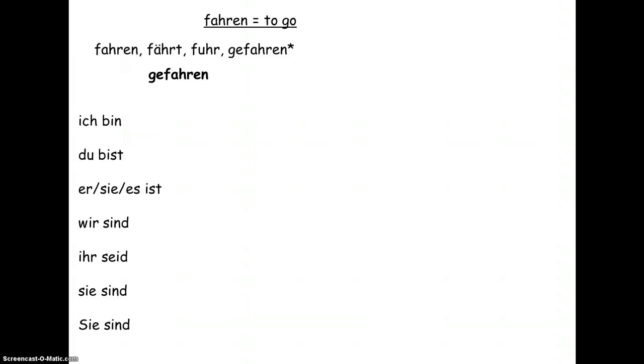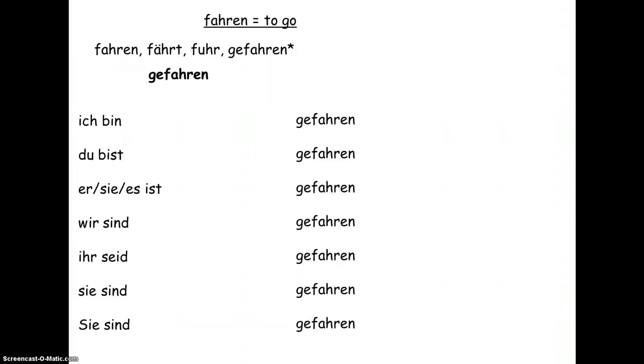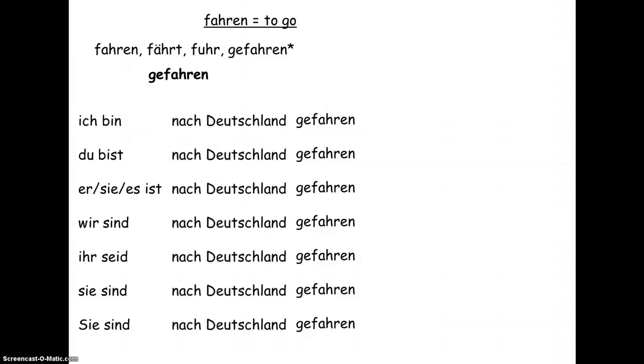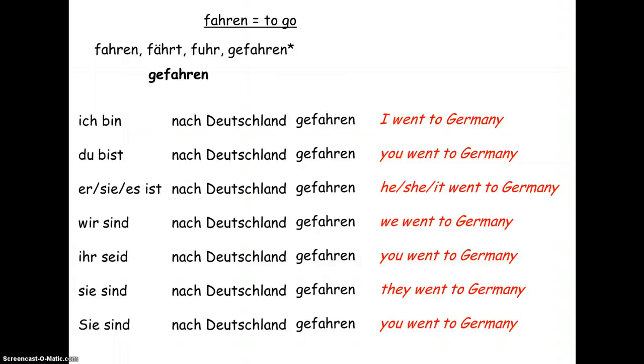That is all you do differently. You don't use I have, you use I am, you are, etc. And the past participle remains the same, and it goes on the end as well. So, ich bin nach Deutschland gefahren, I went to Germany. Du bist nach Deutschland gefahren, you went to Germany, etc., etc. And that's the only difference, is that instead of saying I have here, you're saying I am, you are. Literally, I am to Germany gone. That's literally what you're doing.